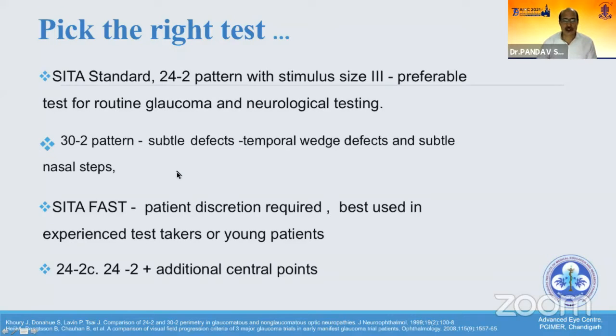Sometimes the patients cannot perform tests; they can't sit on the machine for a longer time. So SITA Fast is a good alternative for them. And now we also have 24-2C, which means that the 24-2 classically doesn't test points near the fixation. So here you will test some more points near the fixation. If there is a central field defect, which could be missed by 24-2 or 30-2, that can be picked up. So the right test should be done.